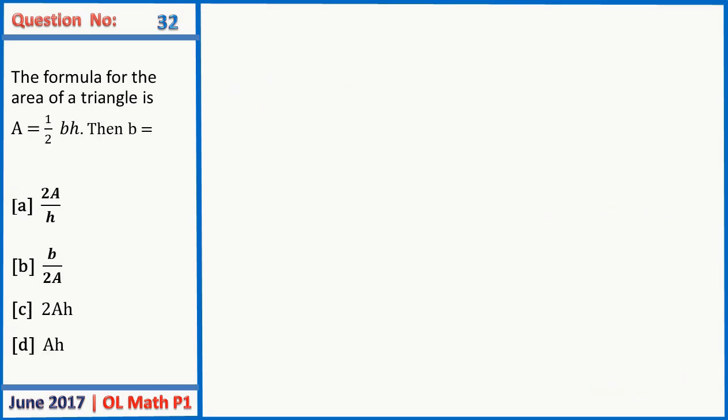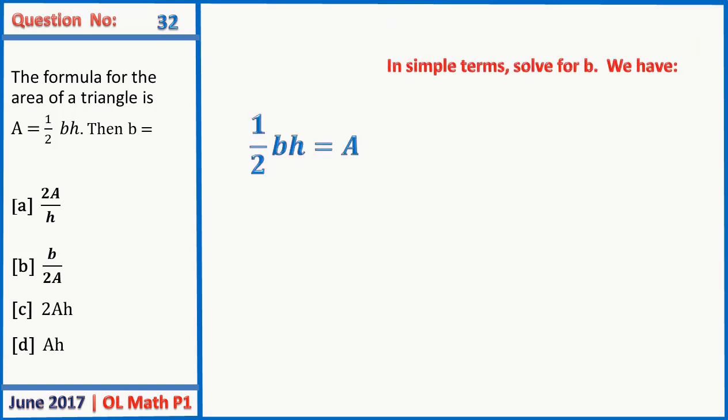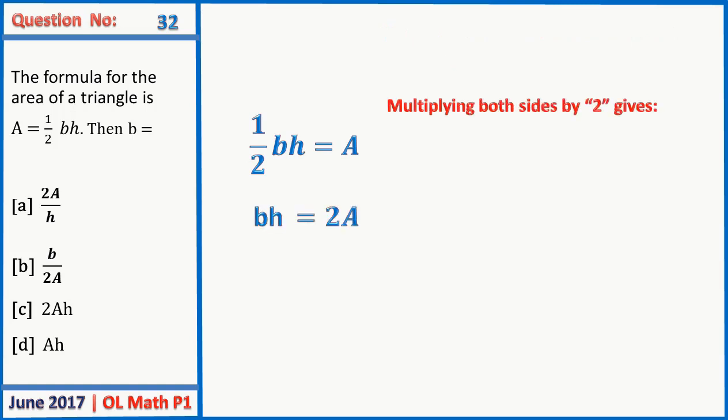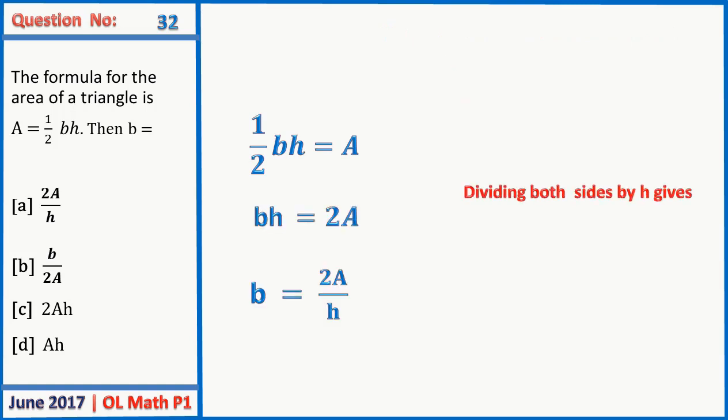And question number 32, the formula for the area of a triangle is A equals half base times height. Then b is equal to, we are just to solve for b here. So we need to do transposition of formulae. In simple terms, solve for b. So we have half bh equals A. Multiplying both sides by 2, we have bh equal to 2A. And dividing both sides by h, we have b equal to 2A on h. So that gives us the key to be A.